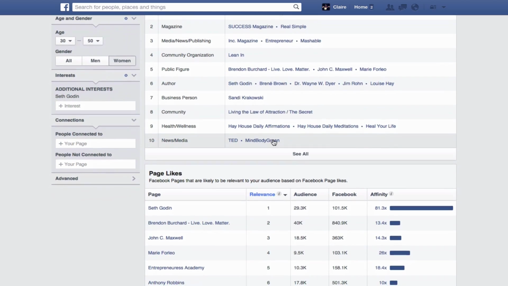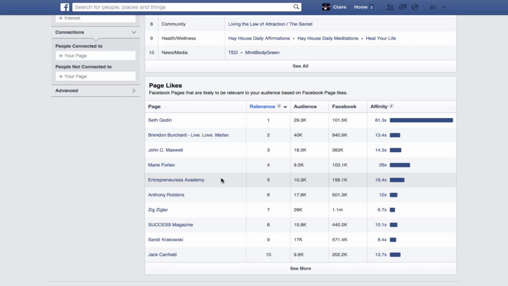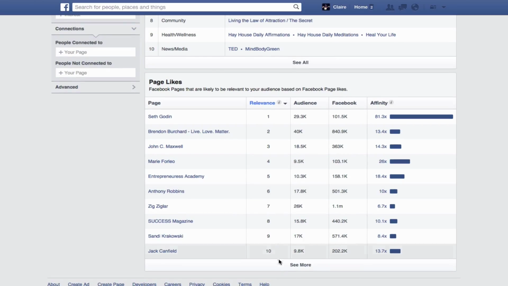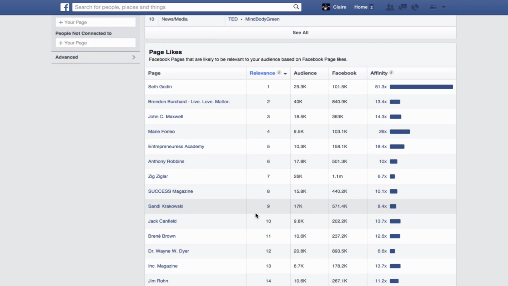So I'm just going to scroll down here and take a look at the page likes. Now I can tell you that Entrepreneurs Academy at the moment is not in the Power Editor. You can't select it as an interest. Very frustrating. I'm not sure why. So you will have to do some trial and error to see if these work out.